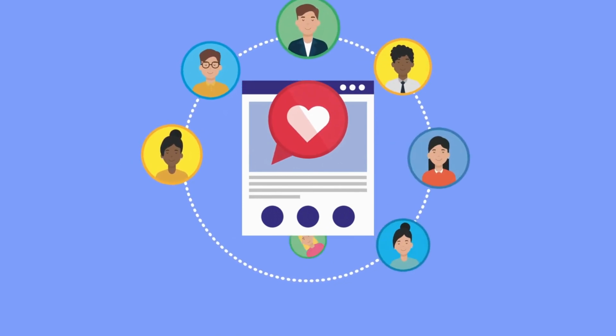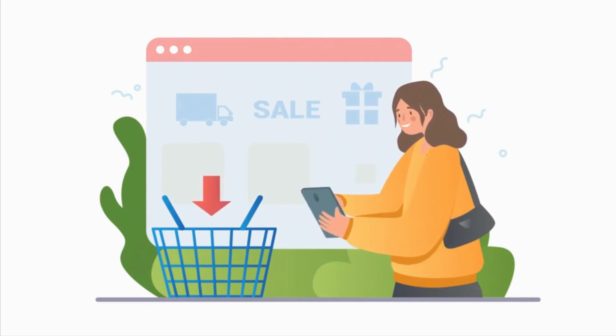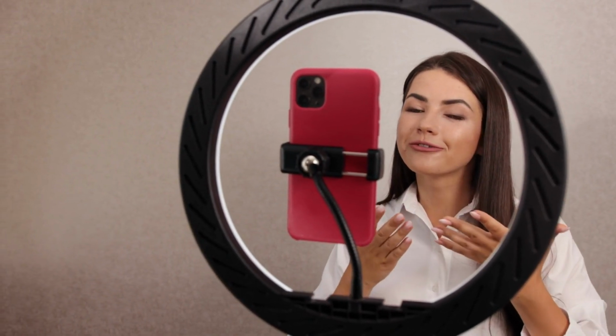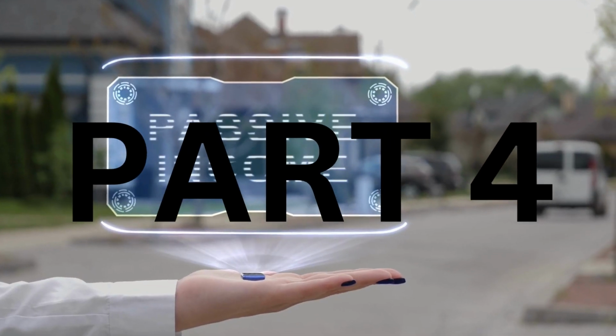Use platforms such as Google Ads and Facebook Ads to run targeted ads for your digital products. Content marketing. Create valuable content such as blog posts, videos, and podcasts related to your digital products and use them to attract potential buyers. Part 4.